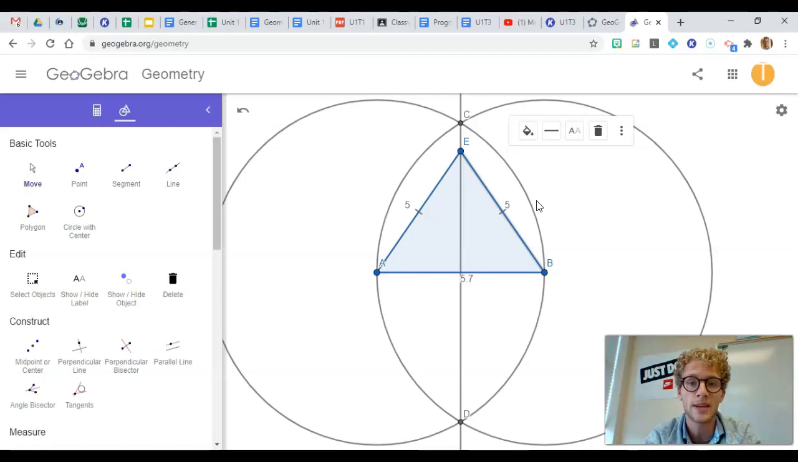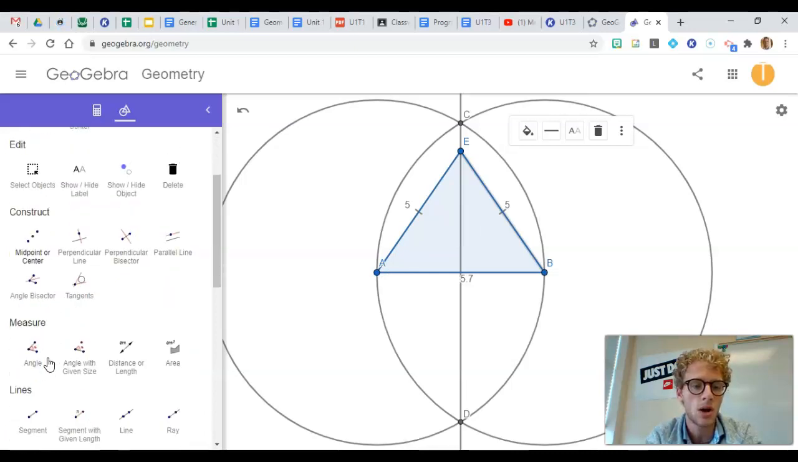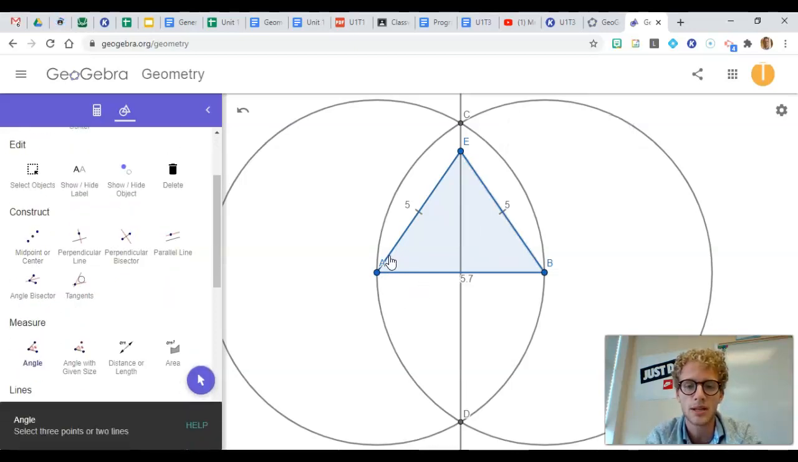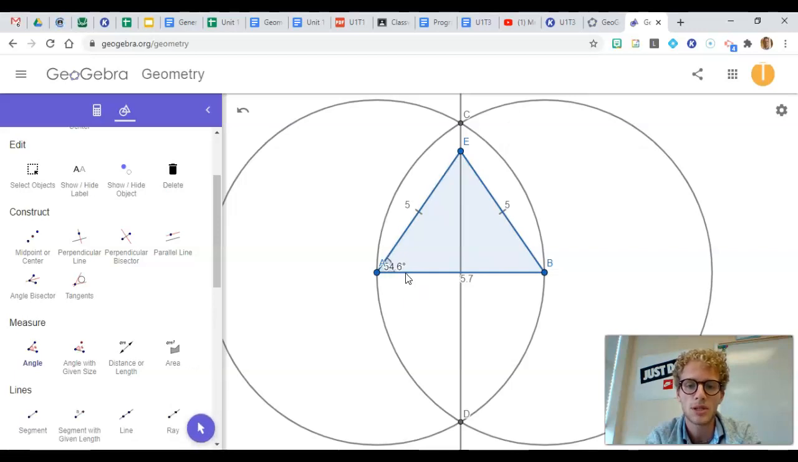Another conclusion that we can get is that both of the base angles are congruent. In triangles, angles are in proportion to the sides. Sides are in proportion to the angles. So the larger a side is in relation to the rest of the triangle, the larger its opposite angle is going to be. So for example, here we have that these two sides are equal. Therefore, the two angles opposite are congruent.